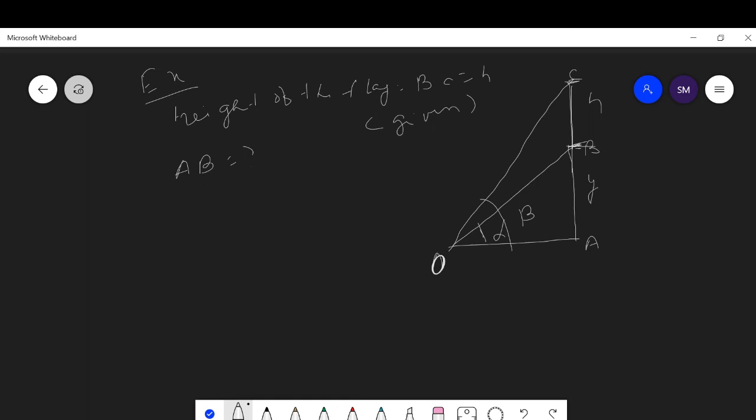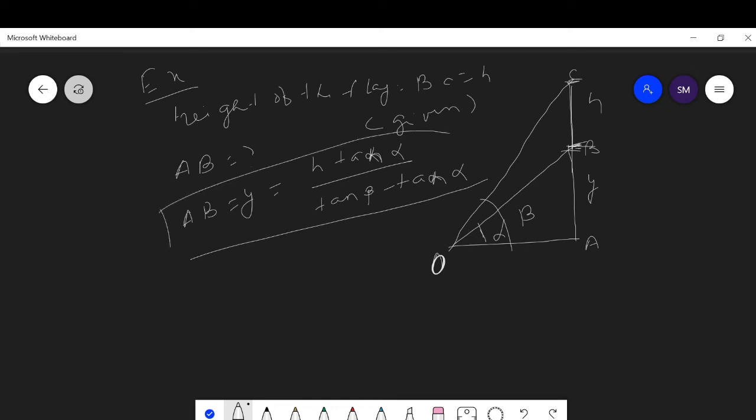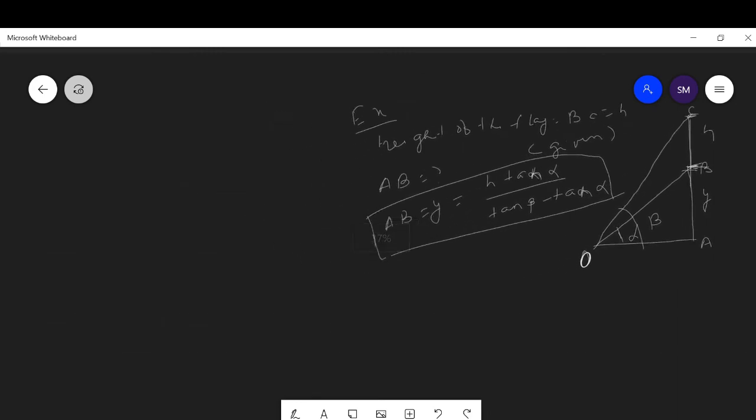Let this be y is equal to AB. Let this be y is equal to h tan alpha upon tan beta minus tan alpha. We have to prove that height of the tower, means AB, let this be y is equal to this. We have to prove this. Okay. Then let us solve. Keep it here.